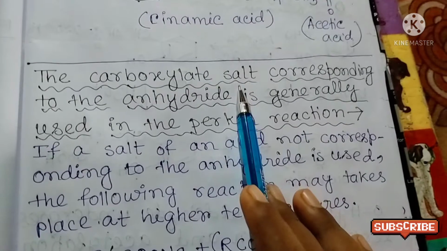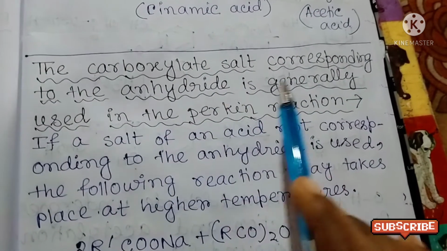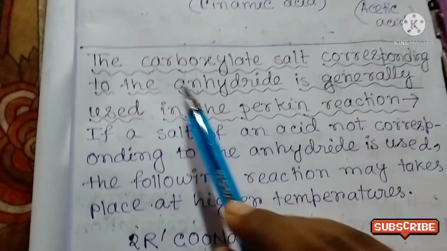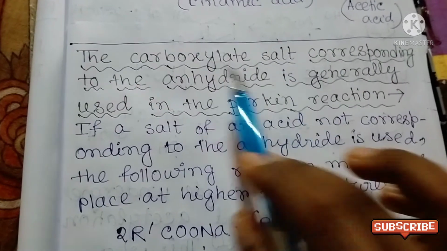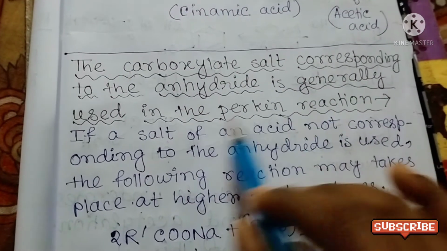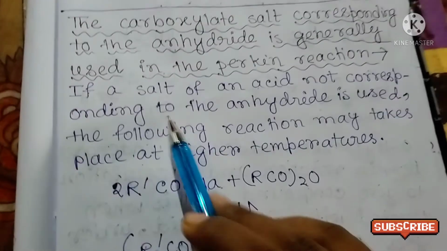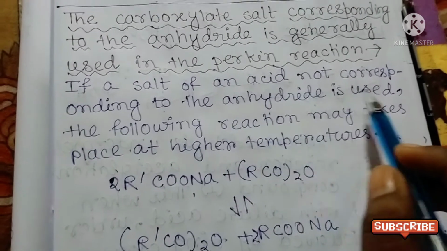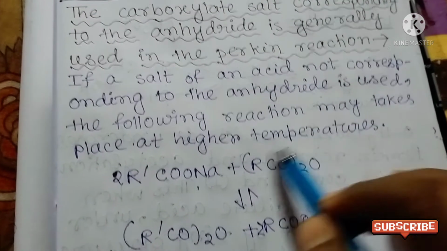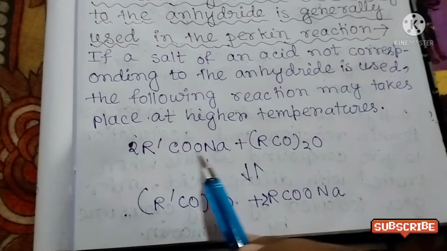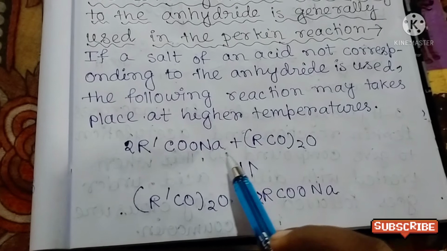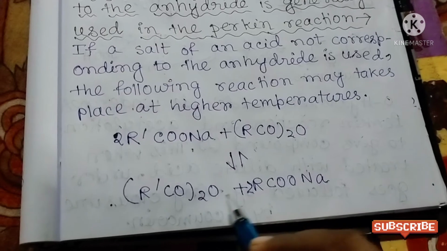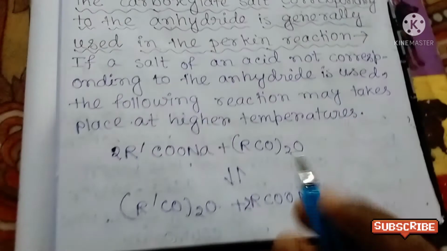The carboxylate salt corresponding to the anhydride is generally used in the Perkin reaction. Now why do we use the carboxylate salt corresponding to the anhydride generally in the Perkin reaction? If a salt of an acid not corresponding to the anhydride is used, the following reaction may take place at higher temperature. Here we take 2 R-COONa plus (R'CO)2O and we get (RCO)2O plus 2 R'COONa.